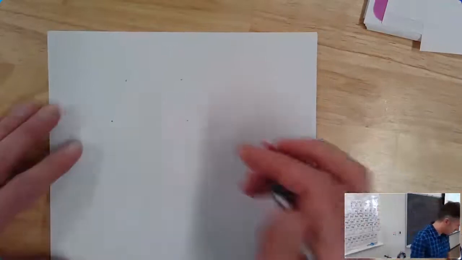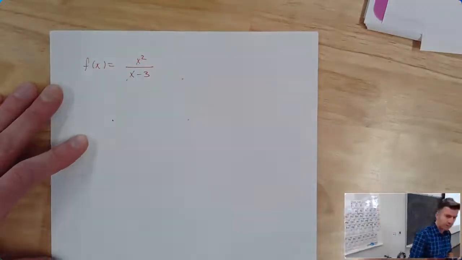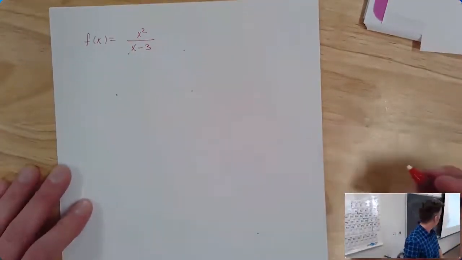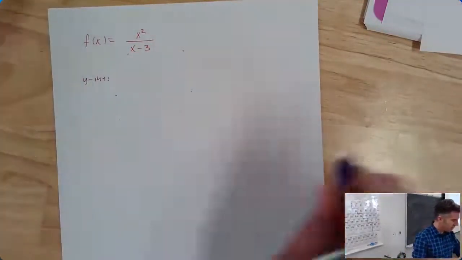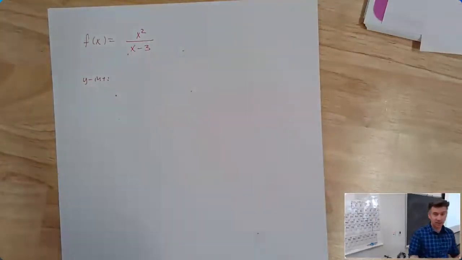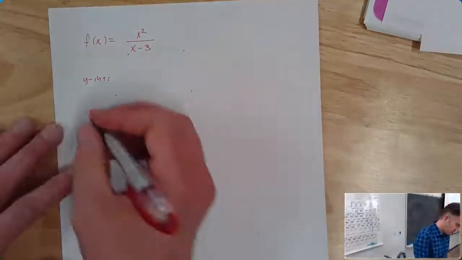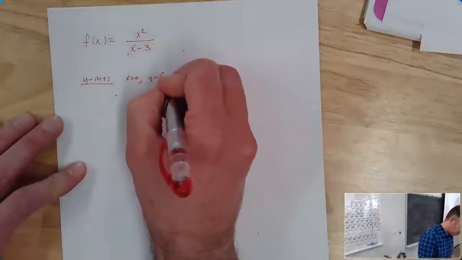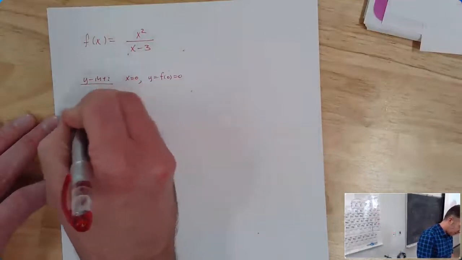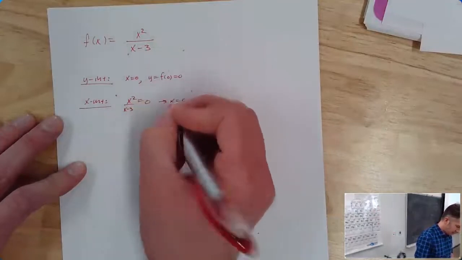Yeah. Let's look at this function. f of x equal to x squared divided by x minus 3. And we're going to do all the usual stuff. So, y-intercept. I'm not writing down the domain here. I'm definitely thinking in my head, oh, x equals 3 is not in the domain. I'm not going to write that down though, unless I'm specifically asked to. So y-intercept, x equals 0, y equals f of 0, which is 0. X-intercept, set the whole thing equal to 0, which ends up just giving us x equal to 0.